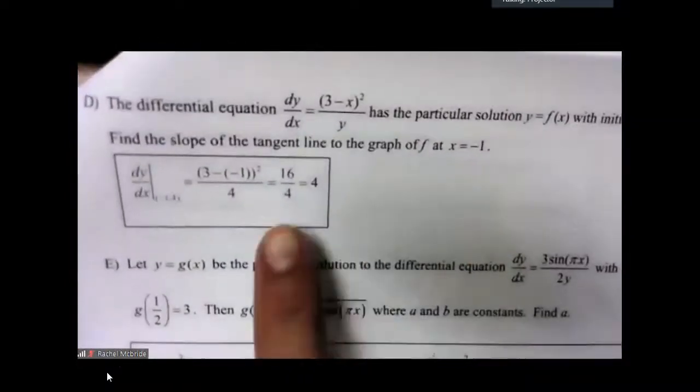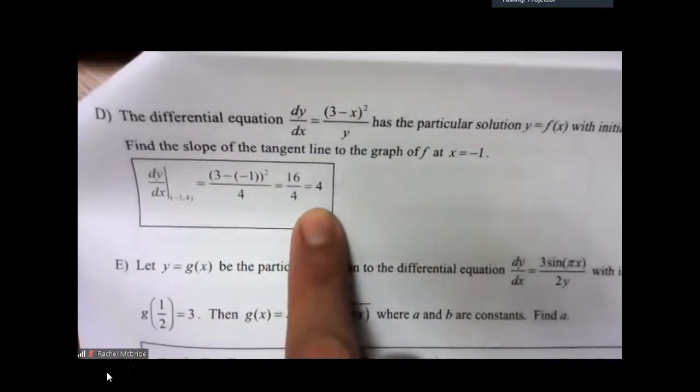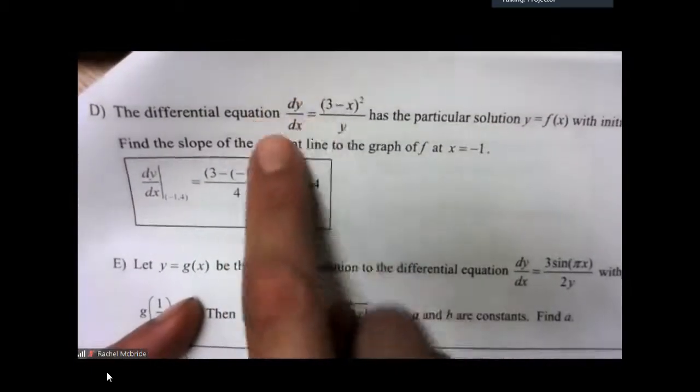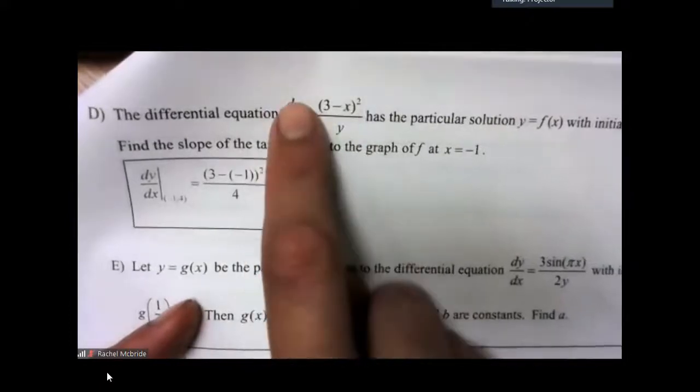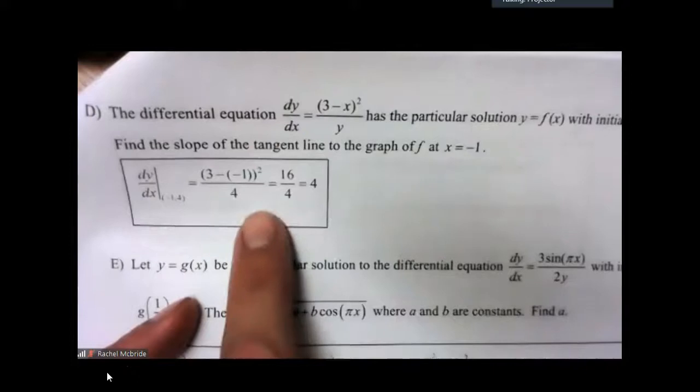In part D, this was actually super easy. You just had to plug in -1 and get a slope. So remember that this represents the slope of the tangent line. So if this represents slope and they give you the point, you just plugged it in.